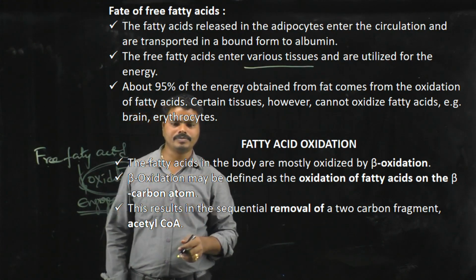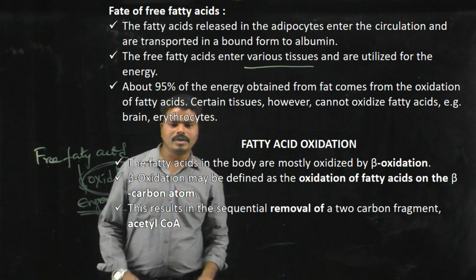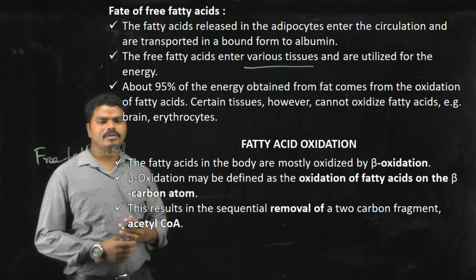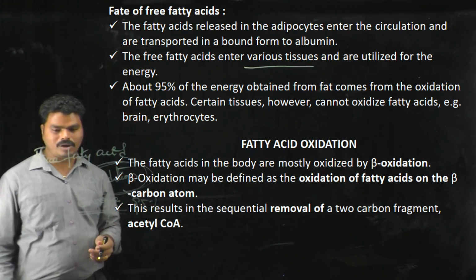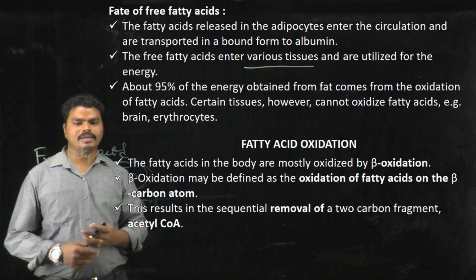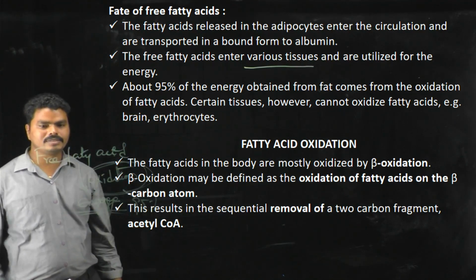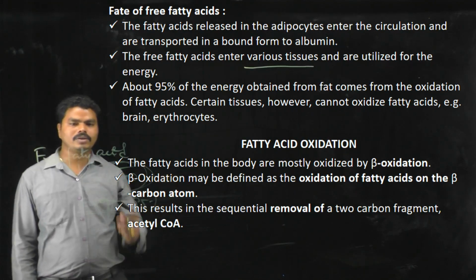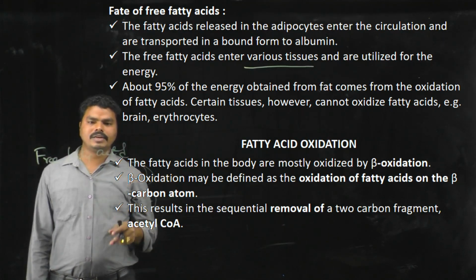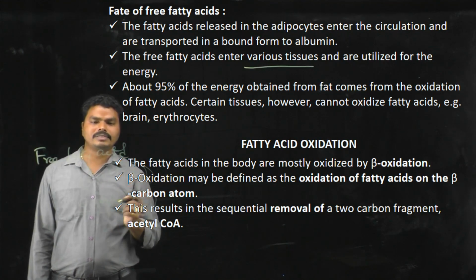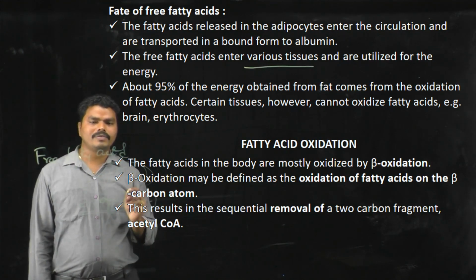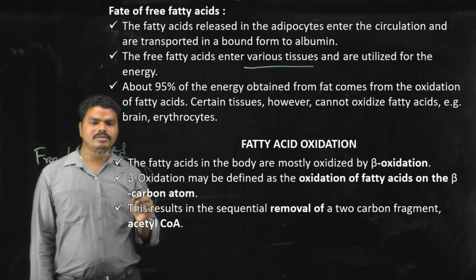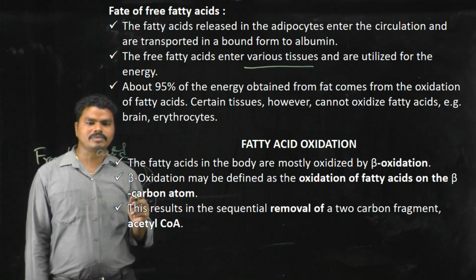The remaining types of tissues, the oxidation process happens. Okay, so let us see fatty acid oxidation, the oxidation process of free fatty acids. The fatty acids in the body are mostly oxidized by beta oxidation. So we know that, in the fatty acid structure, there are alpha and beta carbons, and the beta carbon is subjected to oxidation.